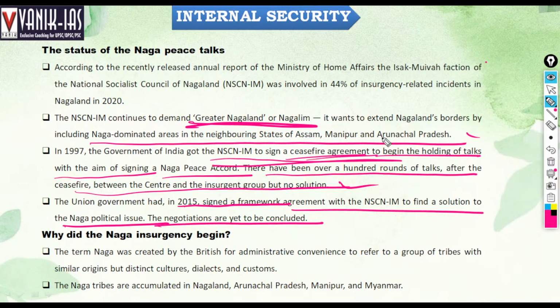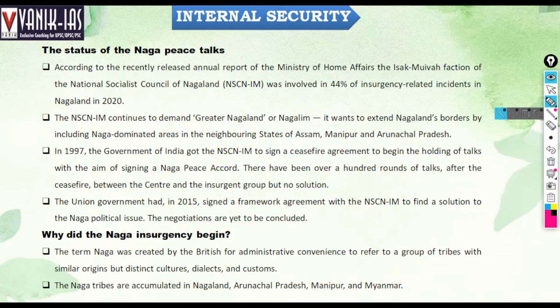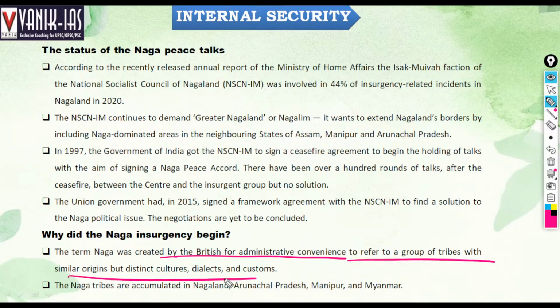Why did the Naga insurgency begin? The term Naga was created by the British for administrative convenience to refer to a group of tribes with similar origins but distinct culture, dialects, and customs. So it was created by the British. Those groups who have similar origins and distinct culture and dialects are called Nagas. Naga tribes were accumulated in Nagaland, Arunachal Pradesh, Manipur, and Myanmar. So in these states, there are Naga people.